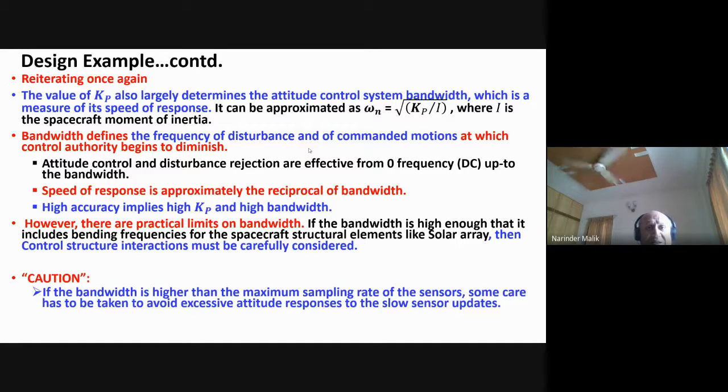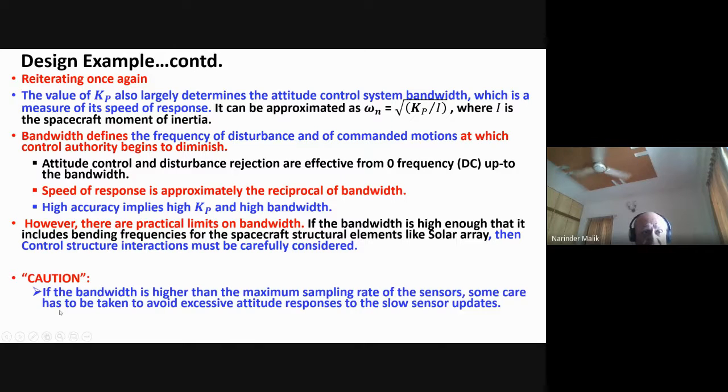Attitude control and disturbance rejection are effective from zero frequency, DC, up to the bandwidth. This is what I said. Attitude control and disturbance torque rejection are effective from 0 to the bandwidth. Speed of response is approximately the reciprocal of the bandwidth, that is 1 by omega n. High accuracy implies high Kp and high bandwidth. However, there are practical limits on bandwidth. If the bandwidth is high enough that it includes bending frequency of the spacecraft structure elements like arrays, then control structure interaction must be carefully considered.